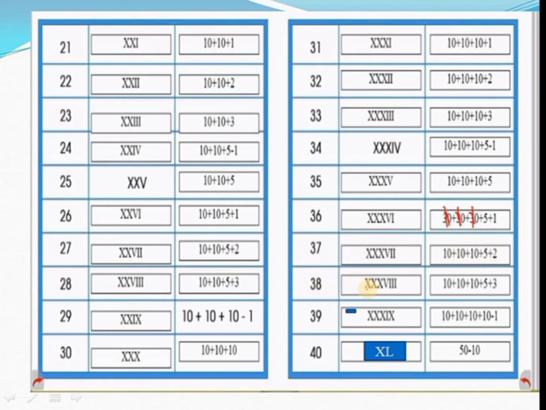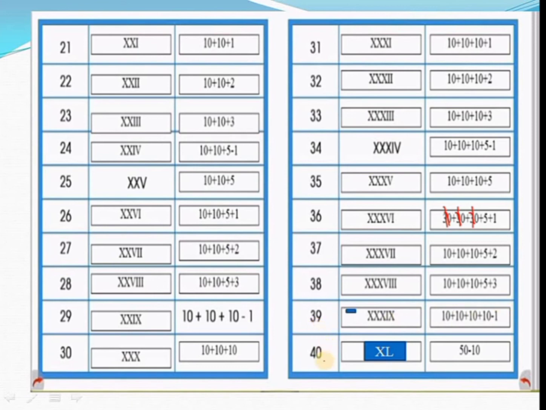38: XXXVIII. So 10 plus 10 plus 10, plus V is 5 plus 3. So when you add all this, you will get 38. Now 39: XXXIX. So the smaller number comes before the bigger number, so you have to subtract here. 10 plus 10 plus 10 plus 10, minus 1, so you get 39.